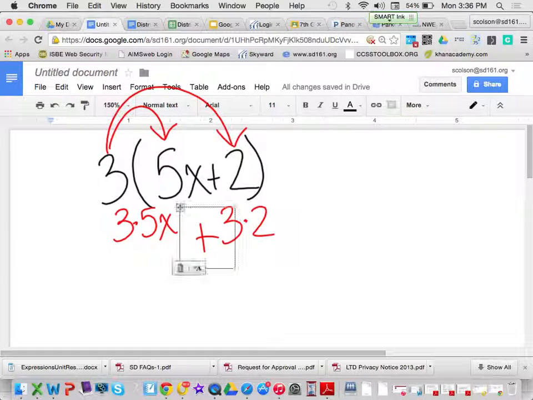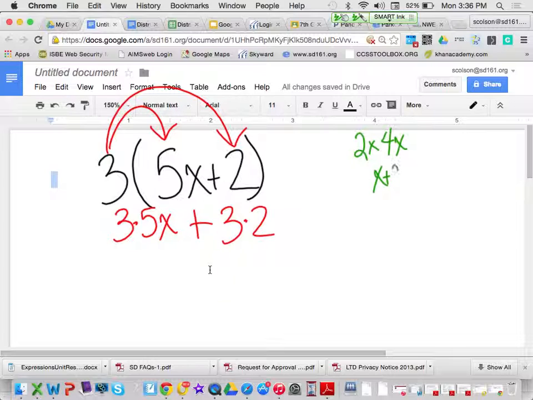All right, are we okay there? All right, so what does 3 times 5x mean? Well, let's go over here and let's think about what 3 times 5x means, and let's do that by doing just a little problem over here. Let's do 2 times 4x. 4x, remember, is repeated addition. x plus x plus x plus x.